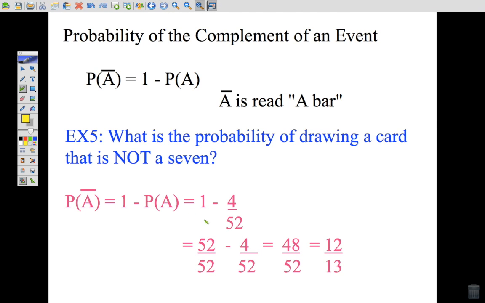I found a common denominator. I rewrote 1 as 52/52. Subtract from it 4/52. That gives me 48/52. And then, of course, I reduce my fraction. And that's the probability, the theoretical probability of drawing a card that is not a 7.